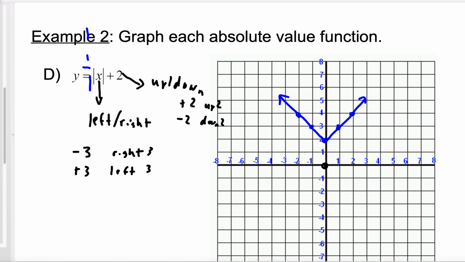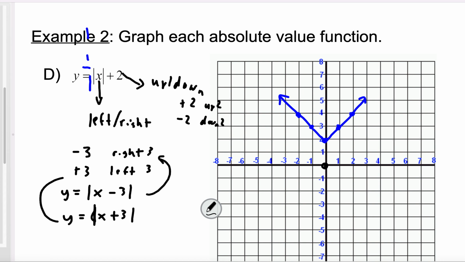So this part here, I don't want to confuse anyone here. This was y equals absolute value of x minus 3, and this was y equals absolute value of x plus 3, which was this one.